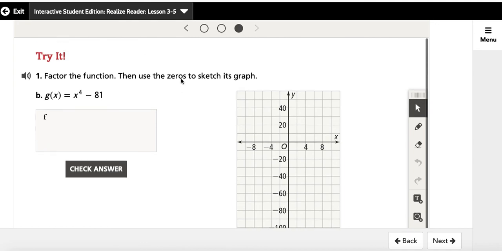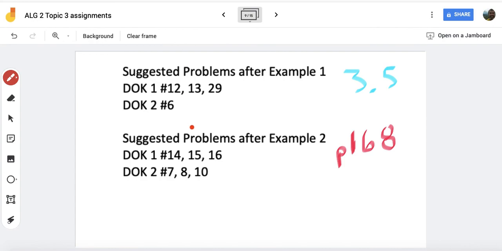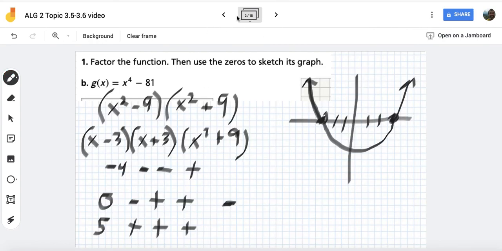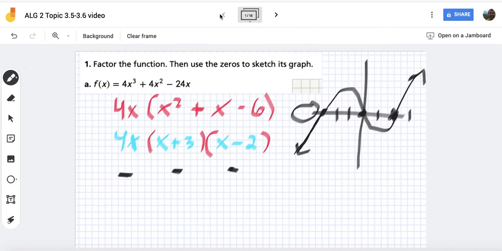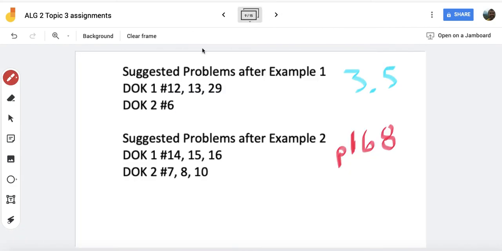Okay, I think that is it for this section. So your teacher could do, I forget which, was this the first video or the second video? This was video number 1. So these are the problems you can do: 12, 13, 29, and 6.